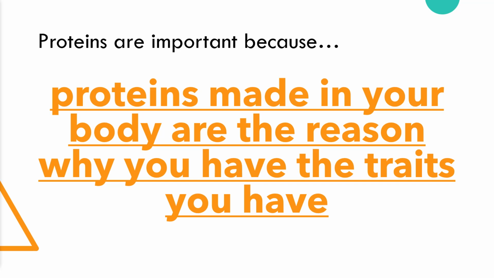Why is your hair color the color that it is? Because the proteins that your body makes cause your hair to be that color. Why is your skin color that tone? Well, it's because of the proteins that your body makes that causes your skin to be that tone. Why are your eyes brown or blue or green or gray or hazel? Because the proteins that your body makes cause your eyes to be that color. It all comes down to the proteins that your body makes.